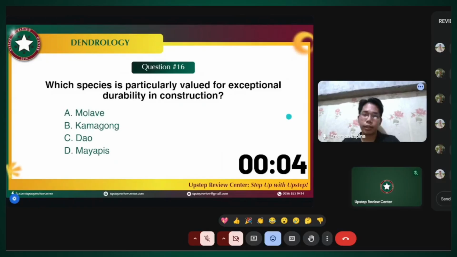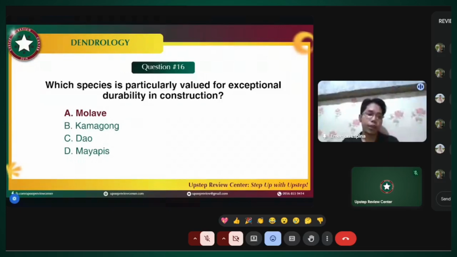Okay, and answers. How about your answers, participants? Let's see if tama, malapit. Correct answer is A, Molave. Very good. And again, for this one to remember, Molave is associated with the known exceptional durability. And this association appears repeatedly in forestry references, so it is not going to be present only at the dendrology part. It might be as well present on the forest governance or forest management part as well.